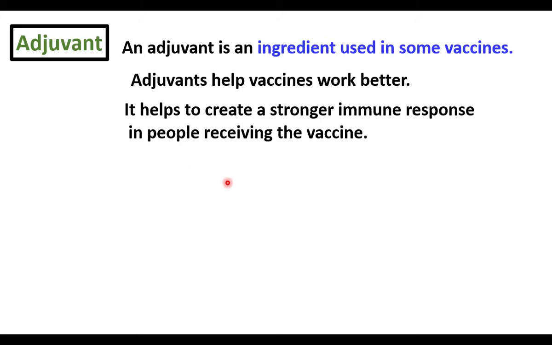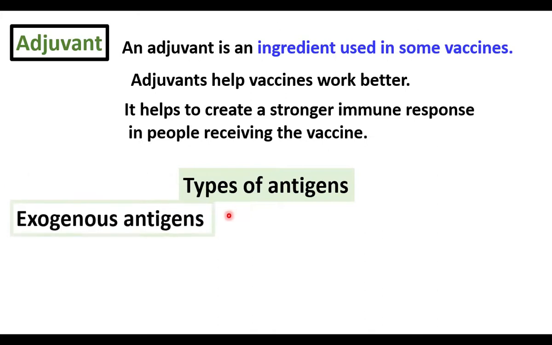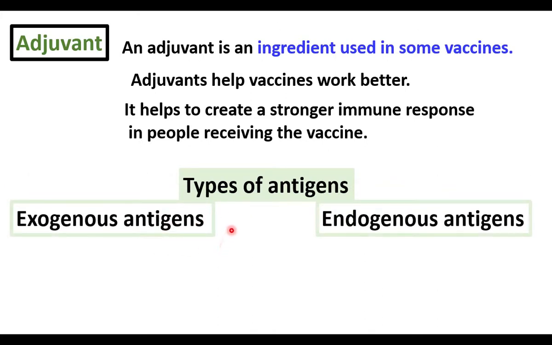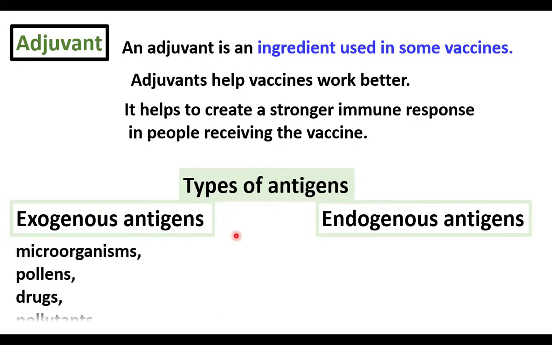Antigen is a substance generally that stimulates immune response. There are two types of antigens. Some antigens are exogenous, they come from outside. Some antigens are endogenous, they are self antigens, produced inside the body. Exogenous antigens, examples: microorganisms, pollen, drugs, pollutants. Pollen grains act as potential antigens. In some cases they cause allergy. Endogenous antigens are blood group antigens.